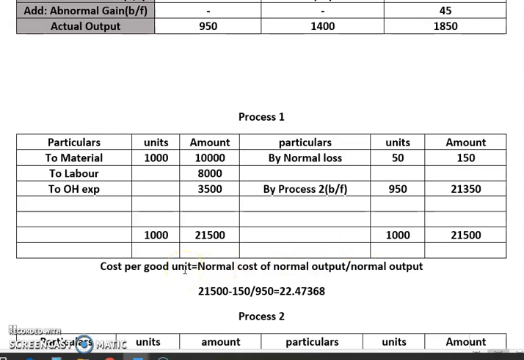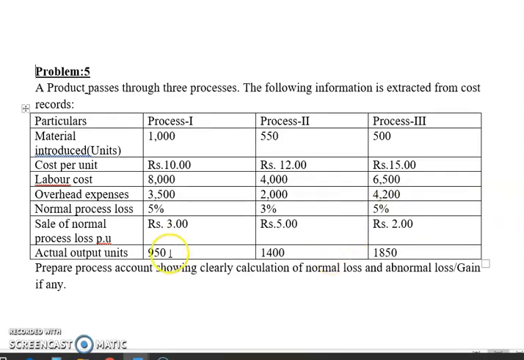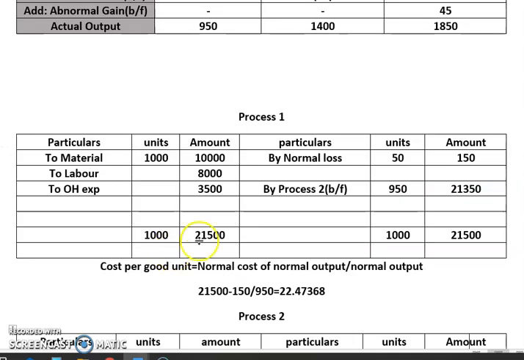Cost per good unit need to be calculated, which would help you to find out the value of the process 2 balancing figure. Process 1 balancing figure, which need to be taken to your process 2. So, we have 950 units which are going here. How did I take that? The outputs. Please take 950 here. Then the cost per good unit, whatever you have, that is normal cost of normal output divided by normal output.